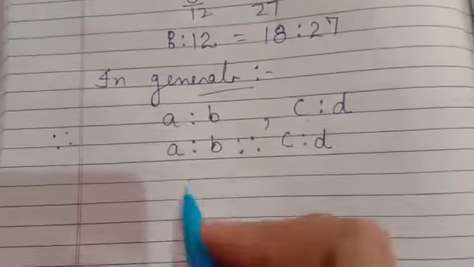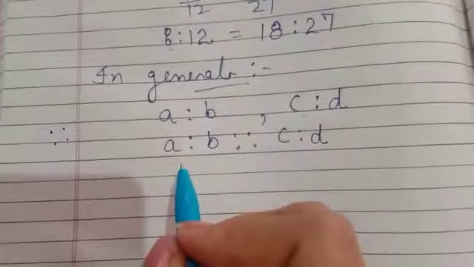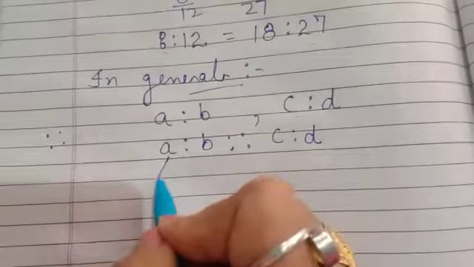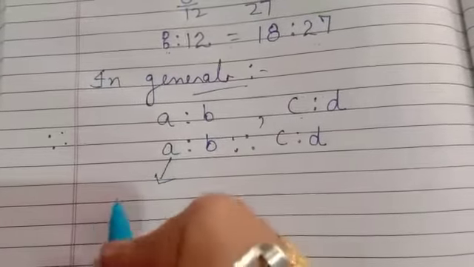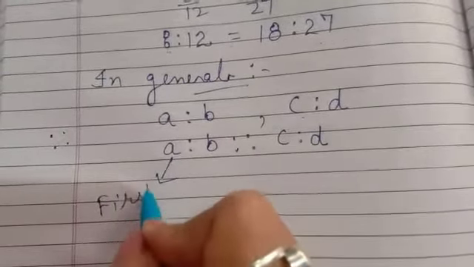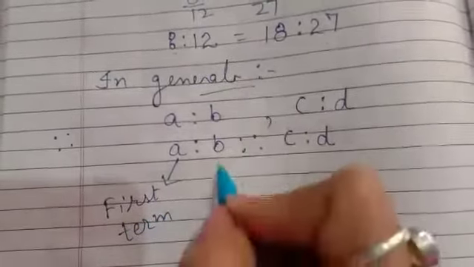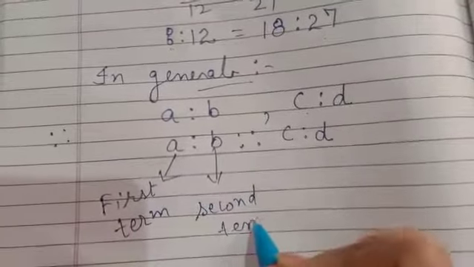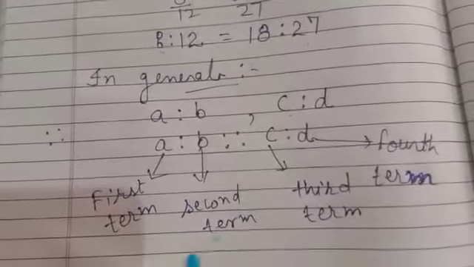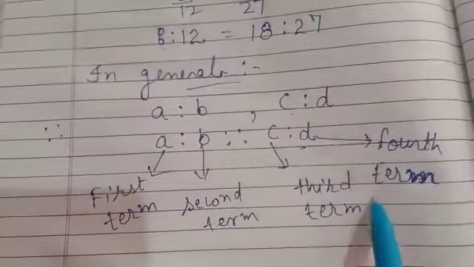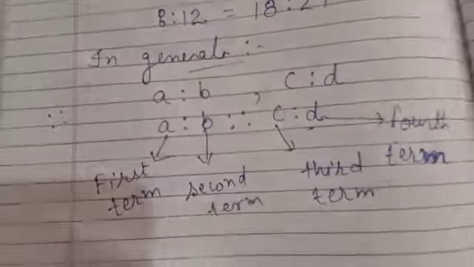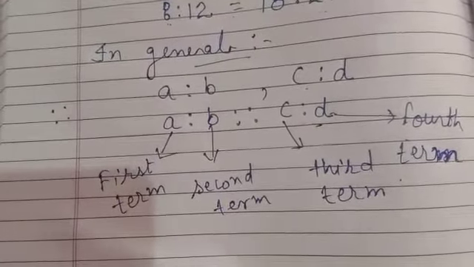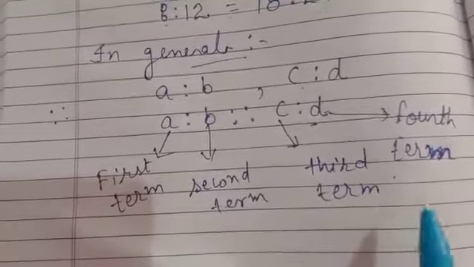Here is one most important thing I am going to tell you. This thing will help you to solve the sums, right beta? Before that, A is called the first term, B is called the second term, C is the third term and D is the fourth term. You have to keep these things in mind because in questions they will ask you to find the second term, find the third term. So you must be aware which is second, which is third, right?